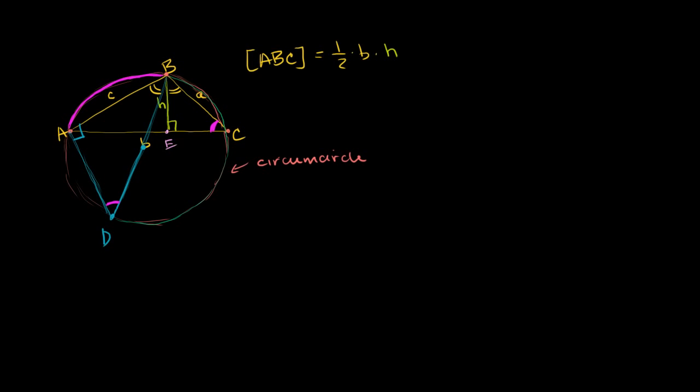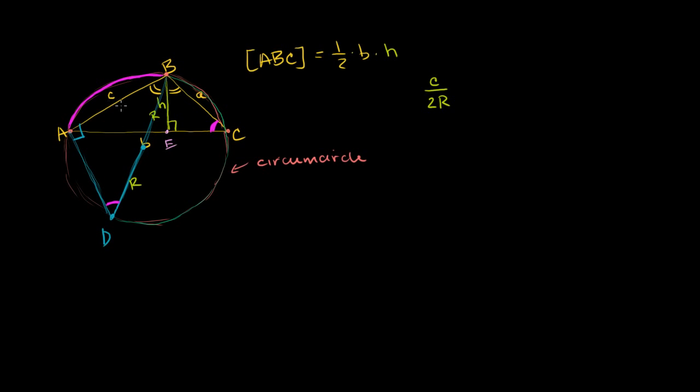So these are two similar triangles. We know that the ratio of C to this diameter right over here. But what's the length of the diameter? The length of the diameter is 2 times the radius. This is a radius, and this is a radius right here.